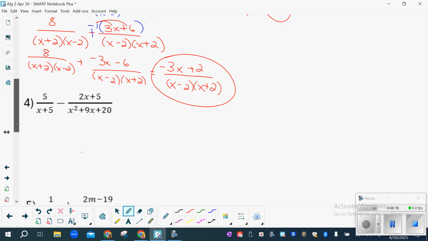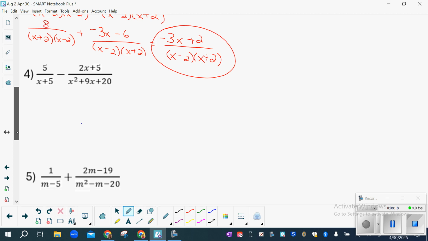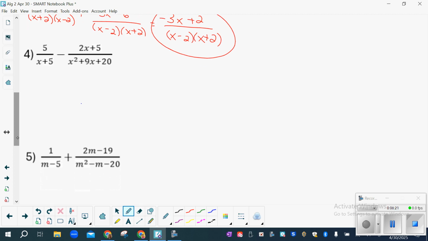Okay, let's do number 4, and then I'm going to have you do number 5. Okay, so number 4. This group here, tell me which denominator factors. Does it do the x in the bottom? Yeah. So what multiplies to 20? 5 and 4. That adds to 9, 5 and 4. Good. So 2x plus 5 over x plus 5 times x plus 4.